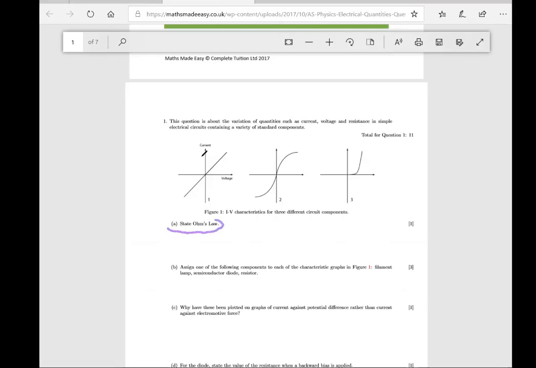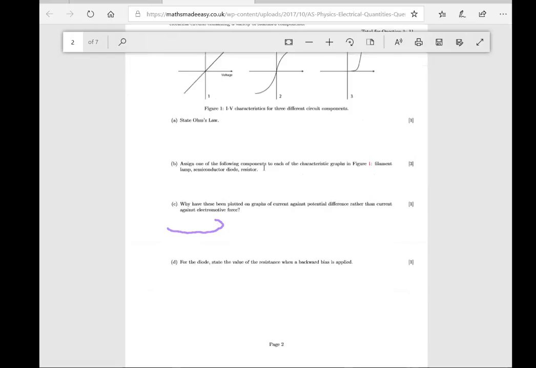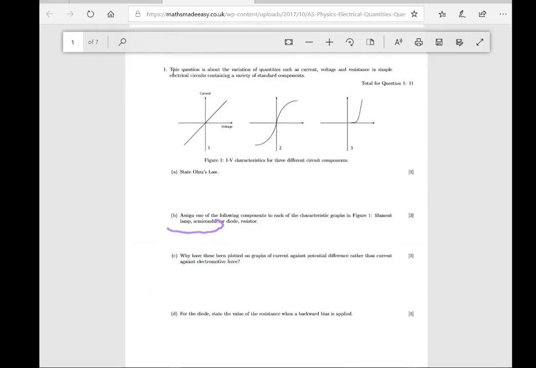Okay, so this will be: state Ohm's law. V equals IR. Or assign one of the following components to each of the characteristics: filament lamp. Which one will be the filament lamp? Semiconductor, resistor. That's easy. This will be for filament.